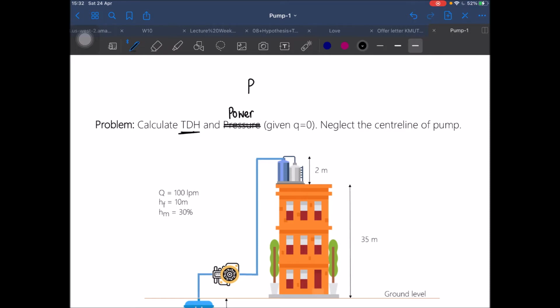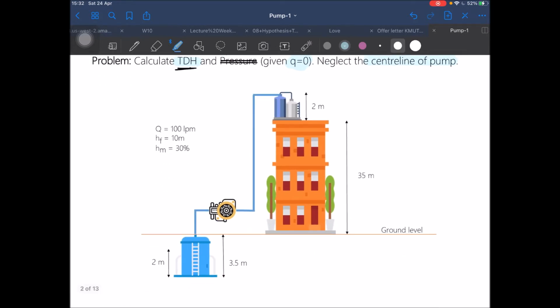Now read the problem carefully. We want to find the TDH and the power here, given that Q equals 0 and we neglect the center line of the pump. So now there's no pump. Just imagine there's no pump here. Does this make sense? There's no pump here.